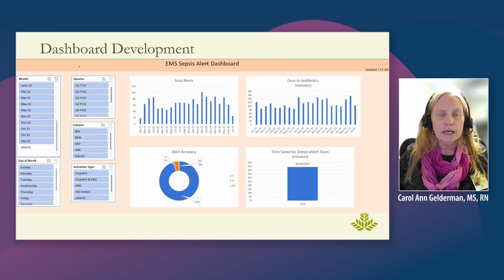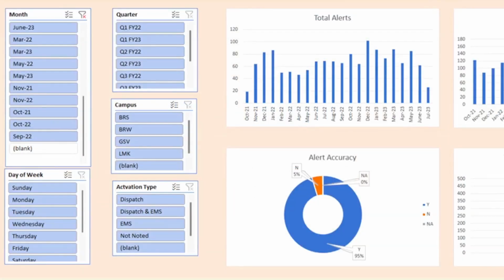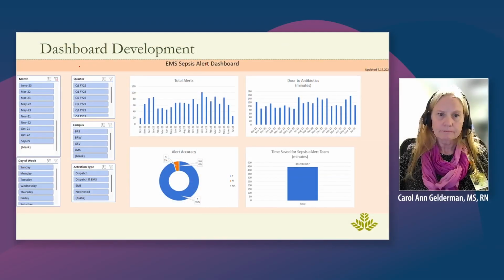We've built metrics and filters over here so anyone has access to this dashboard and they can go in and they can look at the data based on the month, on the quarter, the day of the week, on the campus, on if it was activated by dispatch or EMS. So again, it makes it real time for them. They can go in and see today that we had this many alerts yesterday. So again, it makes it a little more actionable. You're not getting the data so late.